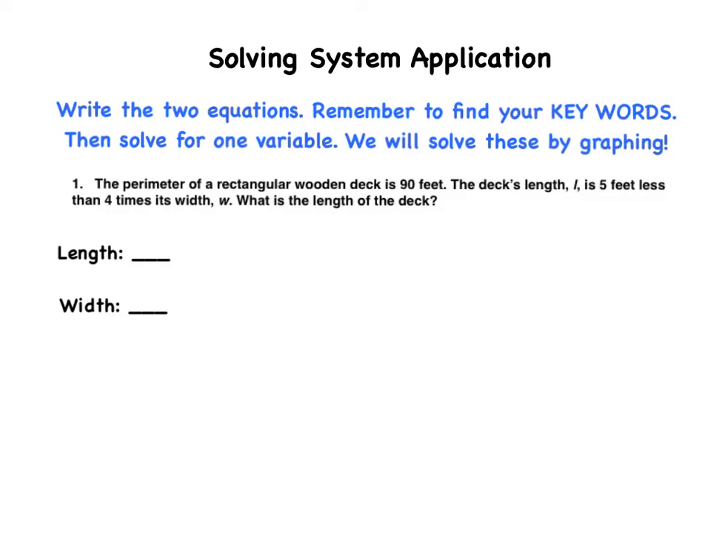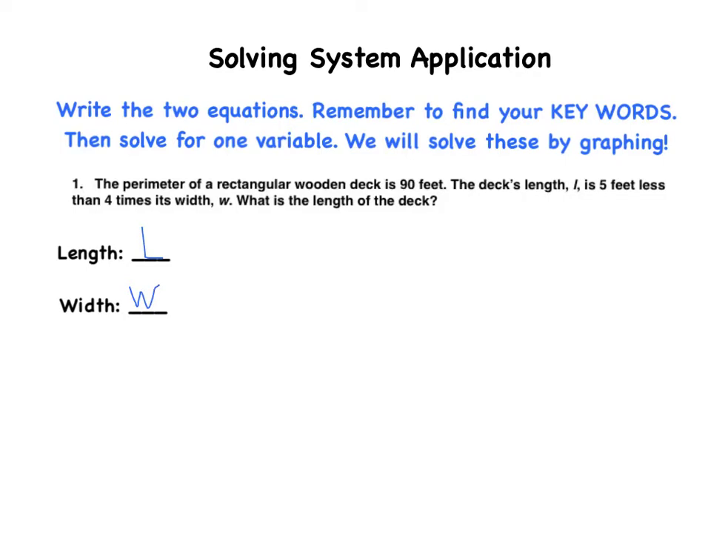So number 1, the perimeter of a rectangular wooden deck is 90 feet. The deck's length, L, is 5 feet less than 4 times its width, W. What is the length of the deck? Now, notice here I have length, which I'm going to use the letter L, and I have width, which I'm going to use the letter W.